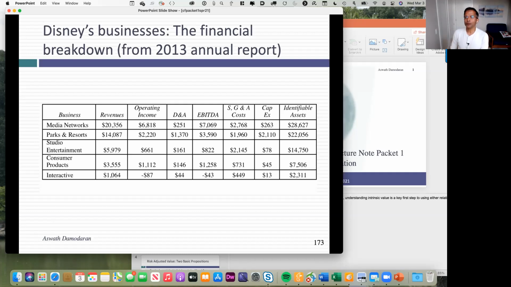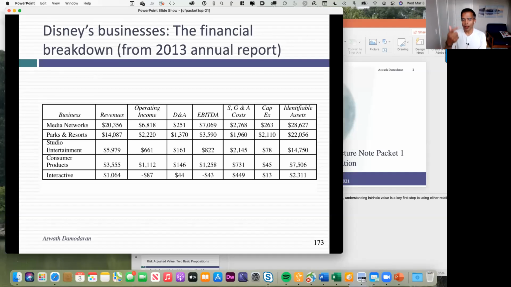The second business is parks and resorts. And this is the easy one, right? You know what's in here? All of their theme parks. That includes Disney World, Disneyland, Euro Disney, Tokyo Disney. Shanghai Disney hadn't opened then. Of course, if I were doing this today, there'd be Shanghai Disney and Hong Kong Disney. In 2013, Hong Kong Disney had just come online. Theme parks, but Disney, for whatever reason, also includes its cruise ships. Remember, Disney owns a few cruise ships as part of the parks and resorts business.